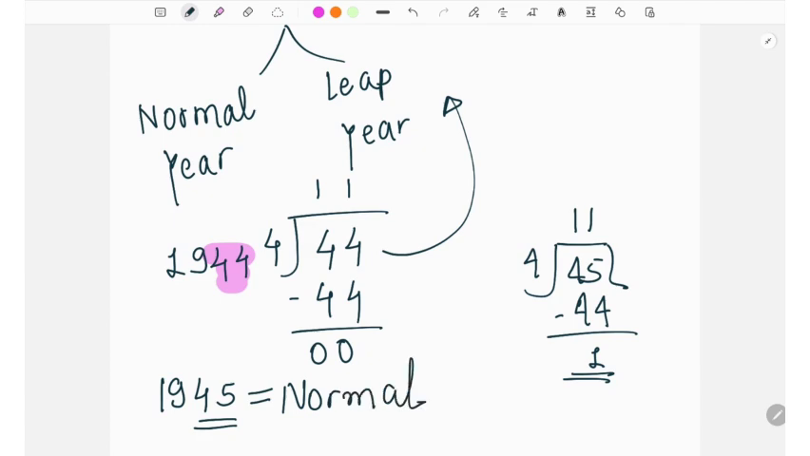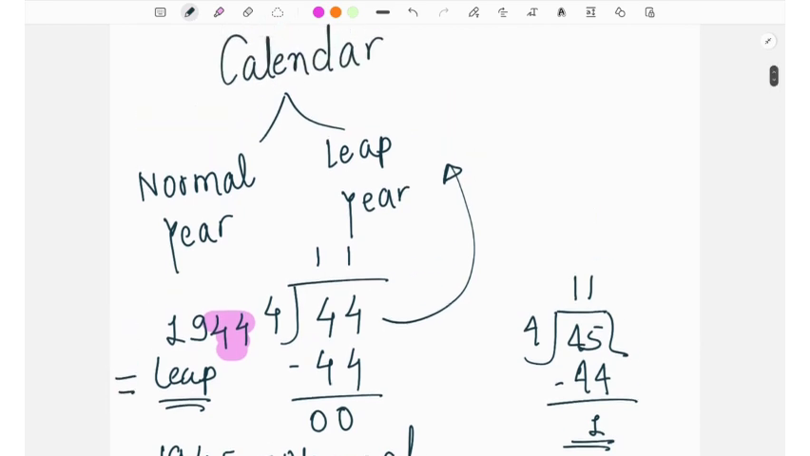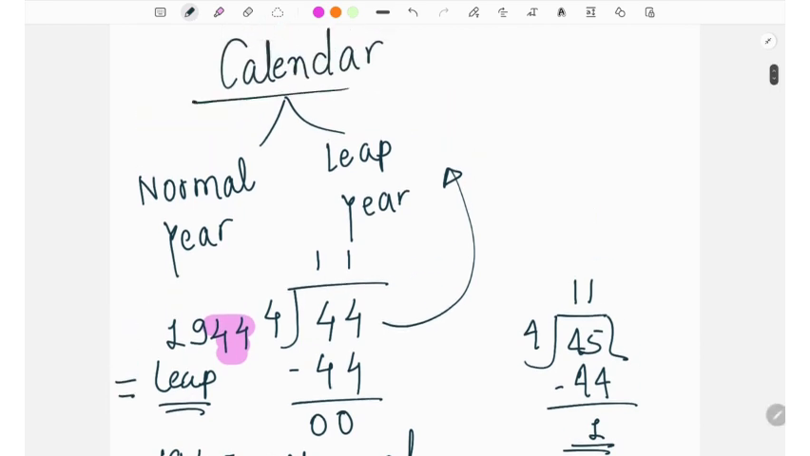1944, which was completely divisible by 4, is called a leap year. Got it? So this is how we find out whether the given year is a normal year or a leap year. Okay, so here, students, in case of calendar, just understand that there are two types of years. One is normal year and the other one is the leap year.